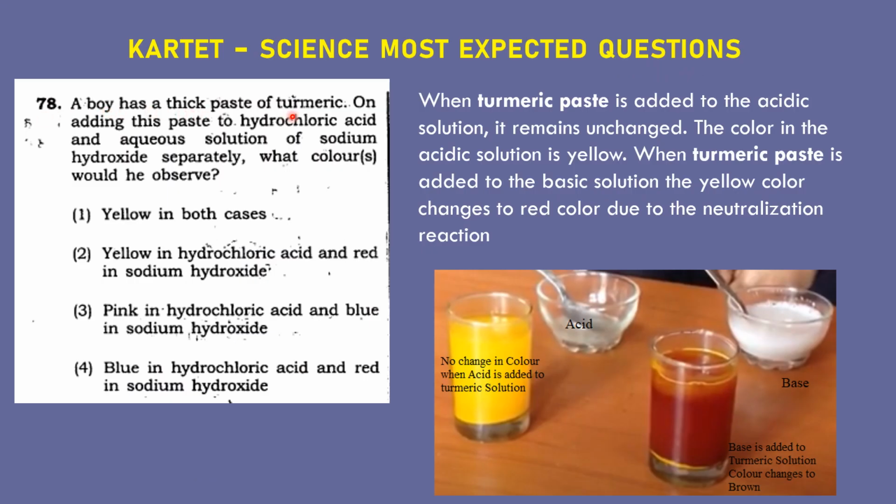A boy has a thick paste of turmeric and adds this paste to hydrochloric acid and to an aqueous solution of sodium hydroxide separately. What color would he observe? Option 1, yellow in both the cases. Option 2, yellow in hydrochloric acid and red in sodium hydroxide. Third one, pink in hydrochloric acid and blue in sodium hydroxide. Fourth one, blue in hydrochloric acid and red in sodium hydroxide.